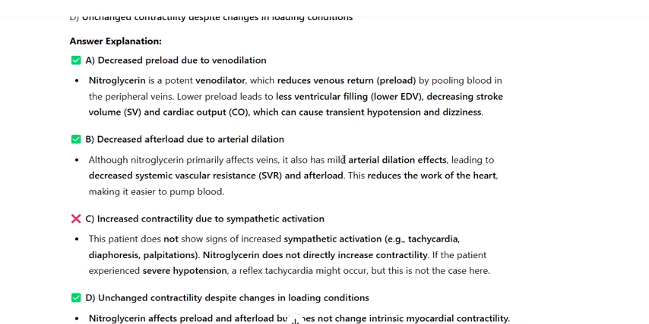B. Decreased afterload due to arterial dilation. Although nitroglycerin primarily affects veins, it also has mild arterial dilation effects, leading to decreased systemic vascular resistance, SVR, and afterload. This reduces the work of the heart by making it easier to pump blood.